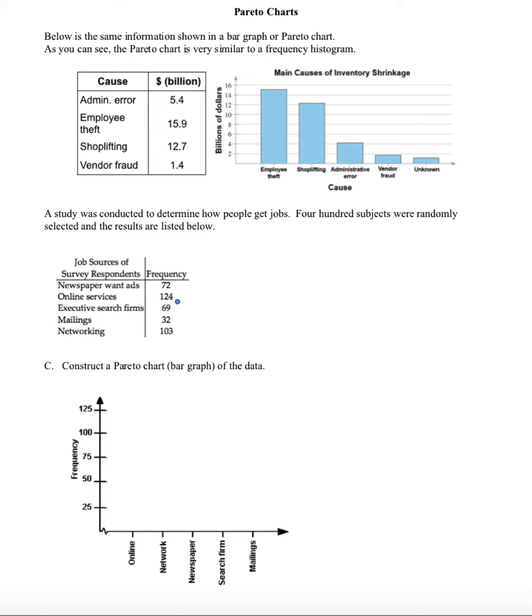So the most common way that people had found jobs was through online services. 124 is the frequency. So we just need a bar with a height of 124 there. Okay, the next most frequent category was networking, 103.